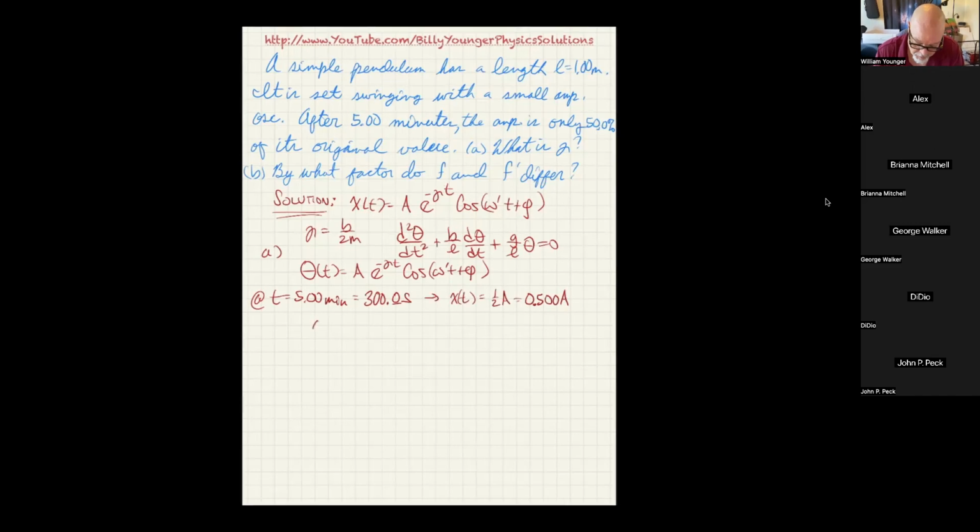What we're going to do is we're going to say 0.500 A is x of t, and then A times e to the negative gamma times 300.0 seconds, like that. And then the cosine is just one when we're trying to estimate what the amplitude is supposed to be. So we're just finding whatever omega t plus phi happens, doesn't really matter, as long as the omega t plus phi equates to something like zero, so that we'll get cosine being one. So now you can see that the A's cancel out in this equation.